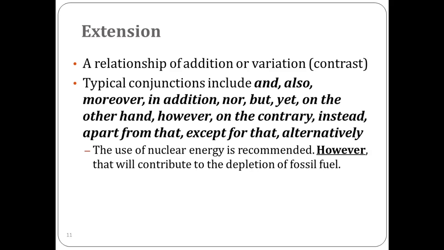Next is extension. Extension is a relationship of addition or variation, or we can say contrast. Typical conjunctions include and, also, moreover, in addition, nor, but, yet, on the other hand, however, on the contrary, instead, apart from that, except for that, alternatively. For example, the use of nuclear energy is recommended. However, that will contribute to the depletion of fossil fuel. From this, the writer used however to logically link the first to the second sentence in order to show variation or contrast meaning.